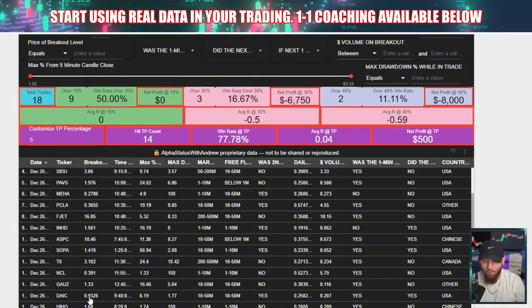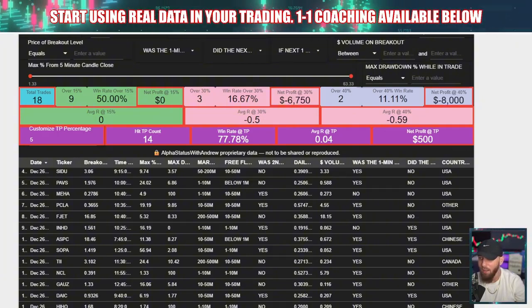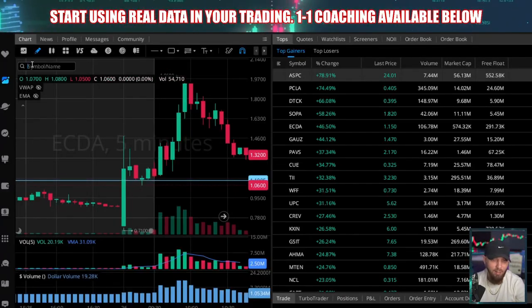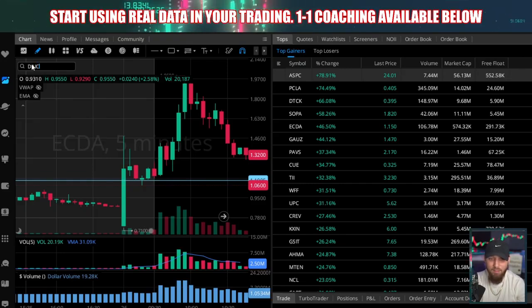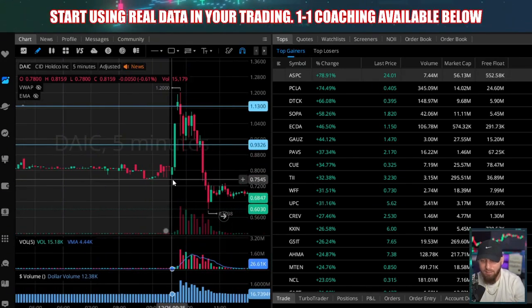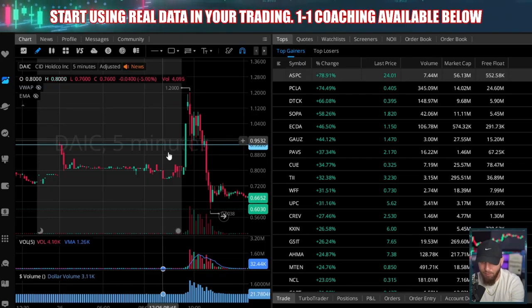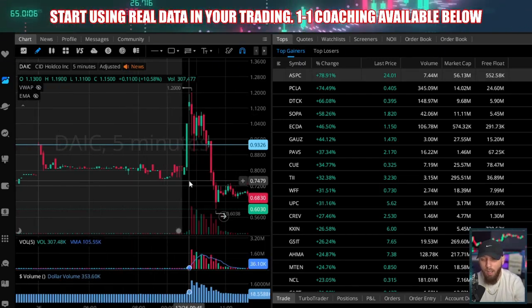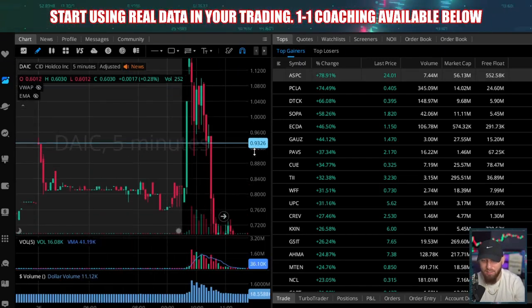The breakout level was 93 cents, so this was a lower-priced stock, and I ended up getting caught in a pump and dump. So let's go into DAIC. This is the trade that I ended up taking on Friday. Friday ended up being a red day for me. However, I'm always going to take every single one of these setups.